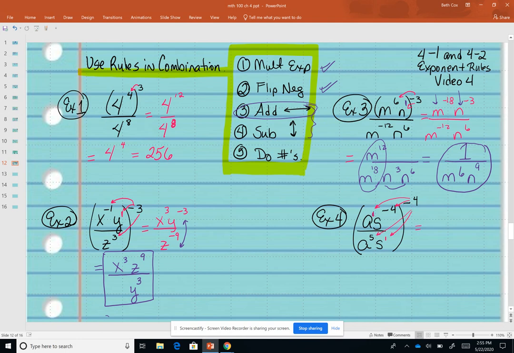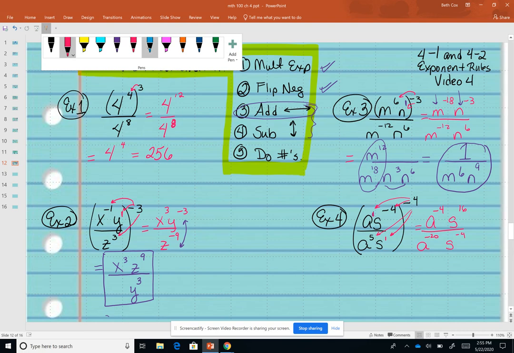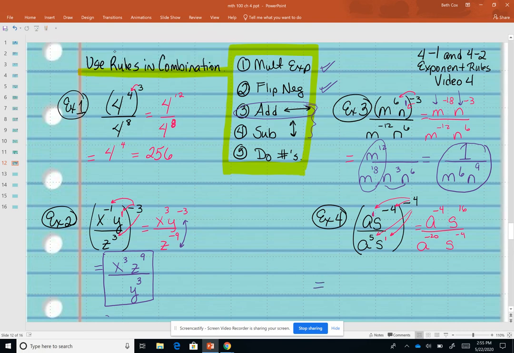Do all those multiplications. It will be a to the negative 4, s to the 16, a to the negative 20, and s to the negative 4. Okay, and I'm going to flip. Here's my fraction bar. Okay, for the first one, it's going to go to the bottom and become positive. The second one's going to stay on top. This one's going to go to the top and become positive. And the last one's going to also go to the top and become positive.